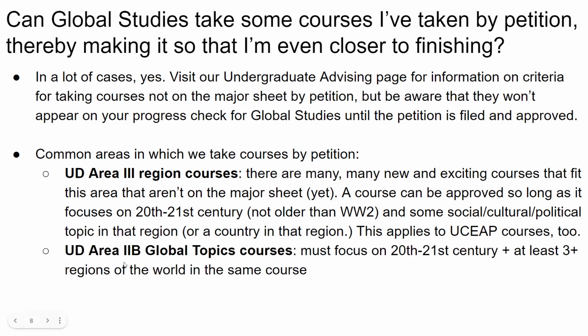Other places we take courses by petition would be area 2B, the global topics courses. These are a little trickier to find, but still possible. Still same focus on 20th and 21st century history, and at least social, cultural, political, historical topics. The difference here is that it has to focus on at least 3 or more regions of the world in the same course. So it's like you're comparing some kind of issue across multiple areas of the world.